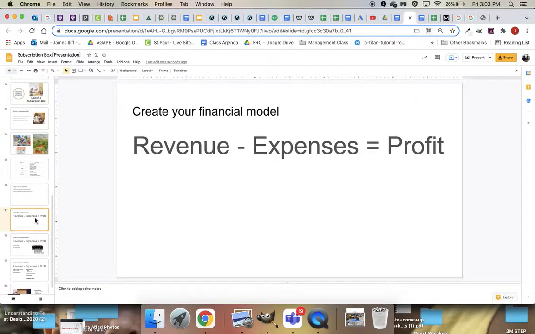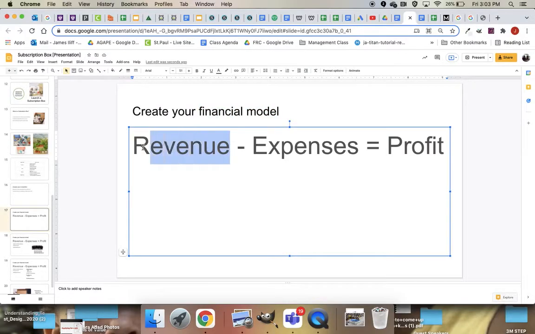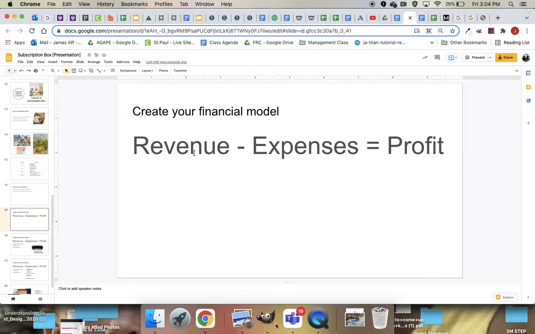We're going to move on now to our next part, which is how do you create a financial model for your business? Every business needs a financial model. That is a prediction of the revenue that you're bringing in, the expenses that you're expending, and ultimately the profit that your company is going to earn. Now, this is a really important formula in business. Revenue minus expenses equals profit. Let's go see what that looks like with our subscription box business.